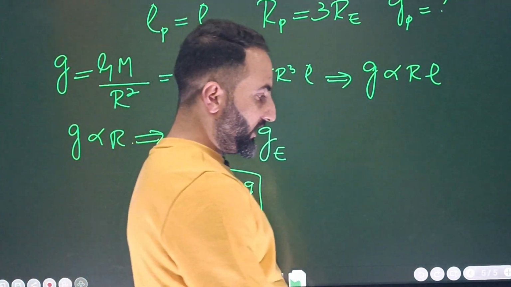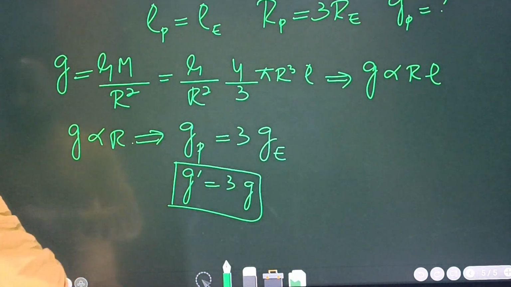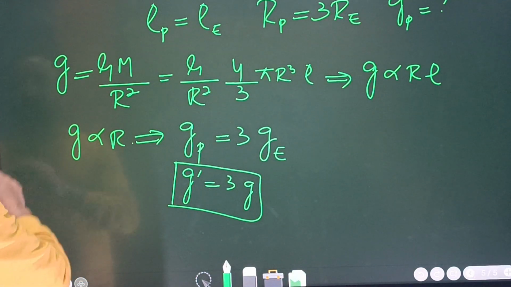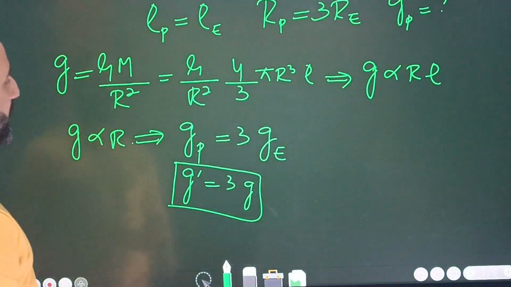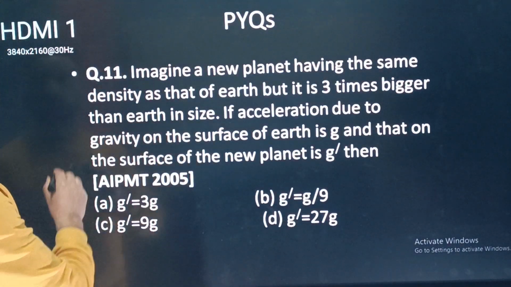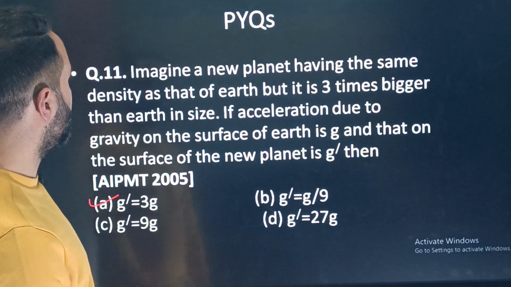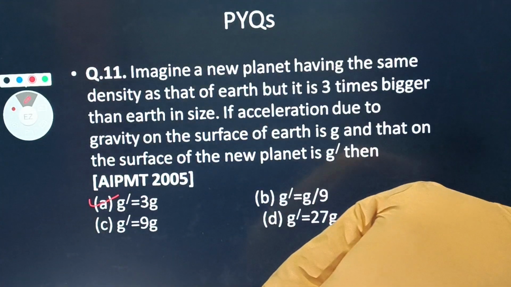I'm sure you understood this question well. So let's check out that question. Pay attention here. So this was your question. The correct answer is g dash is equal to 3 times g. So this is the correct answer. So this was your question number 11.